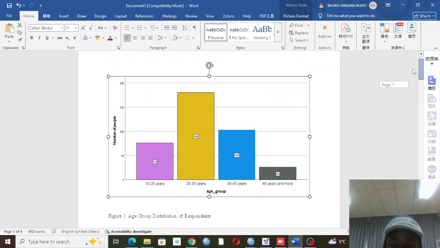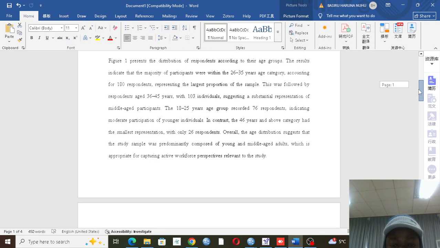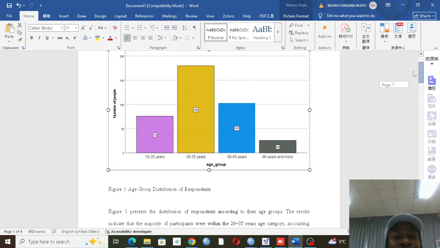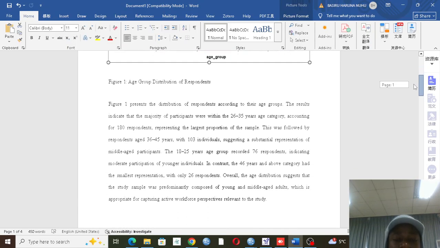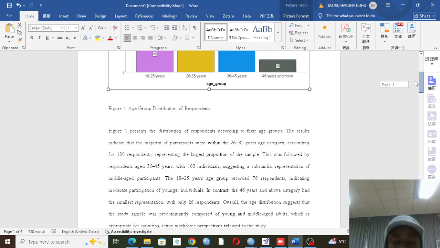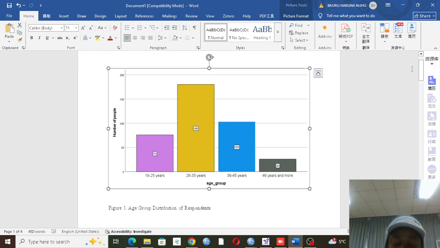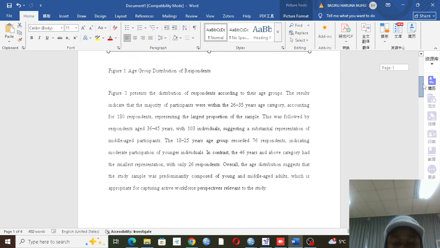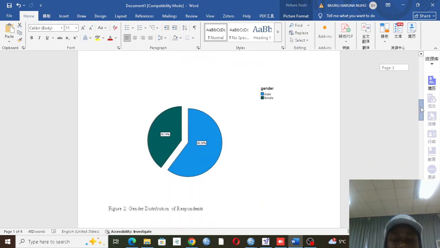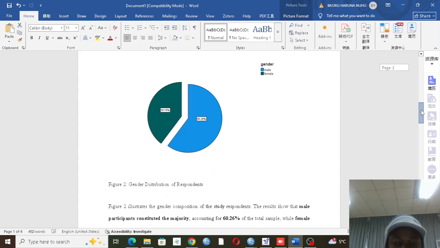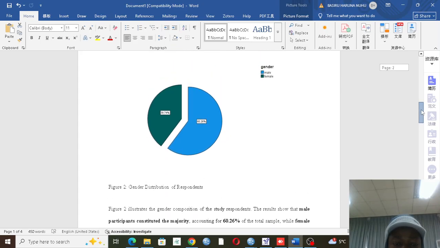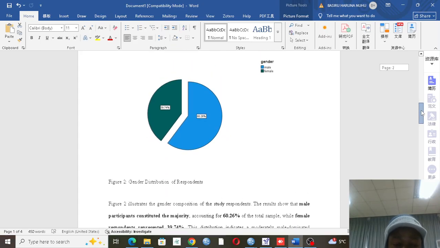So when you are able to report it this way, every supervisor will like this particular one, and the report actually talks more about this thing, and everyone reading this can understand. So now let's go to the pie chart, which is about the gender distribution.